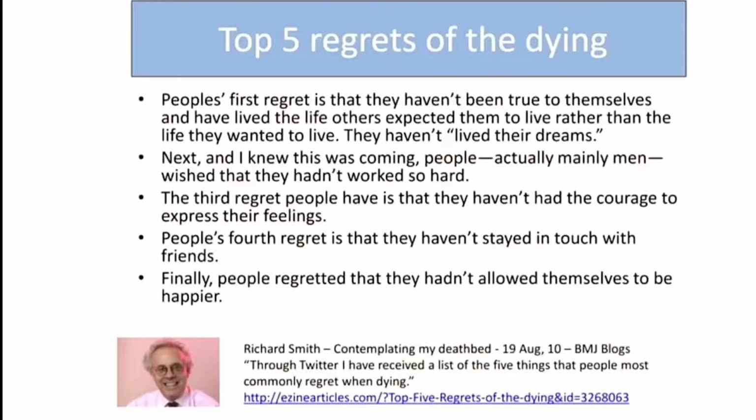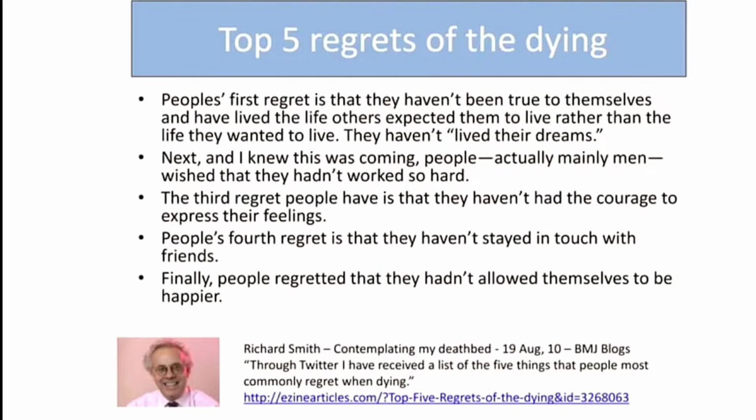Now, just to round up our discussion, and this has been a long discussion, the top 5 regrets of the dying are: people regret that they did not live their dreams, they did not really live their life, they were living for other people. People also regret that they worked so hard rather than spending time with their family. People's third regret is that they didn't have courage in expressing their feelings. People also regret not being in touch with friends and family. And then some people regret that they have not allowed themselves to be happier.